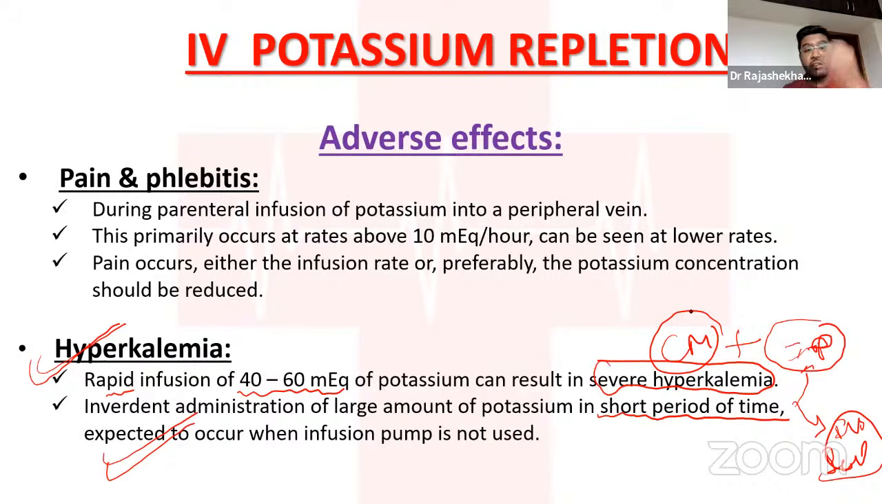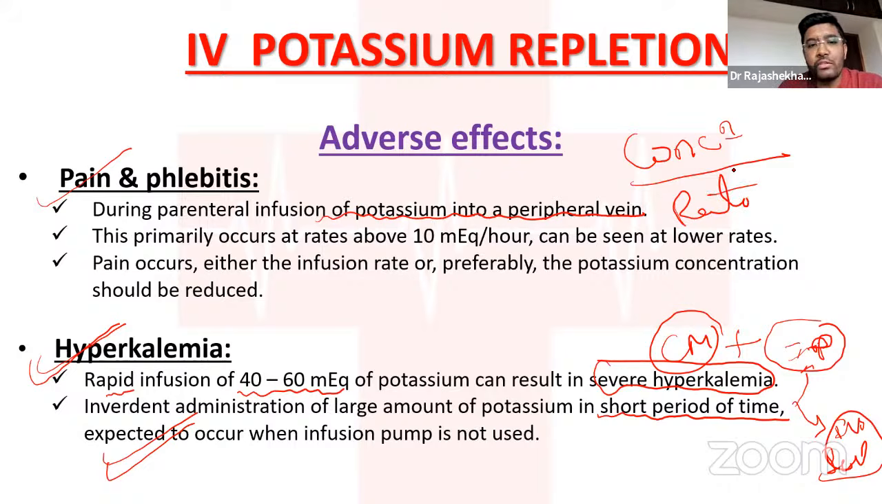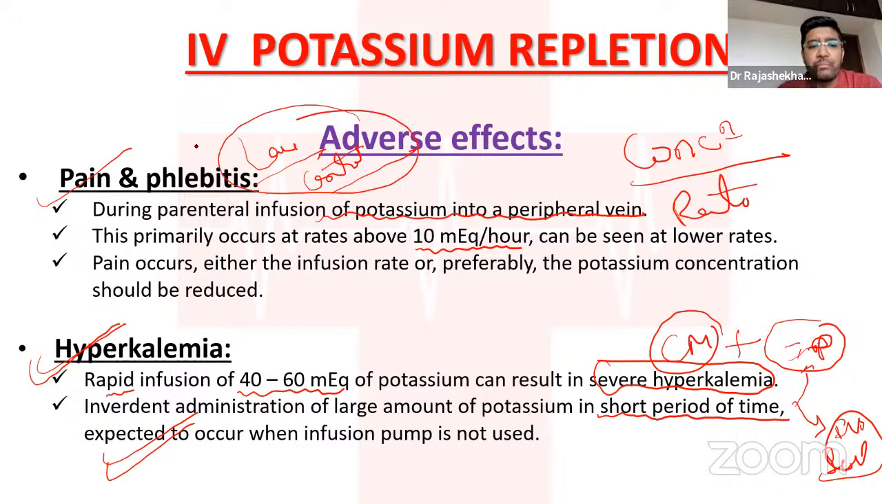Pain and phlebitis are very expected complications during parenteral infusion of potassium into peripheral veins. This directly depends on the concentration of potassium in the fluid and the rate of infusion. It usually occurs at about 10 milliequivalents per hour, and sometimes it can be seen at lower rates. That's why it is always preferred that potassium be administered through a large peripheral vein or the central veins.